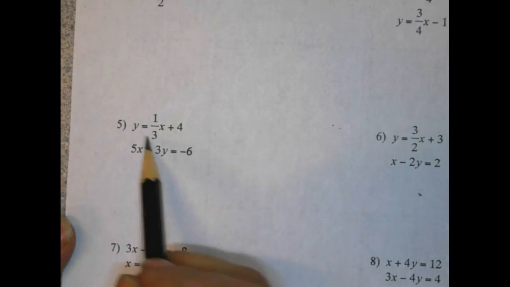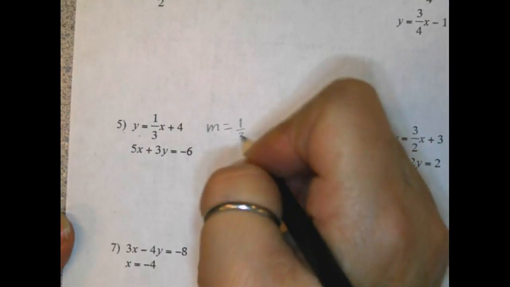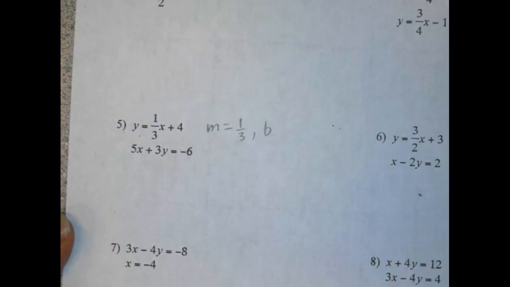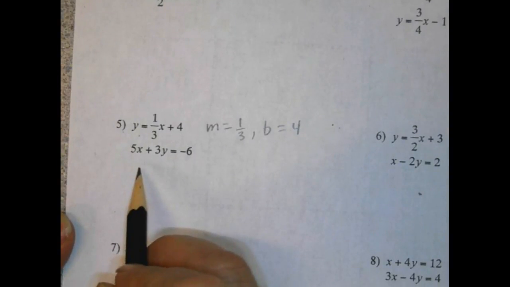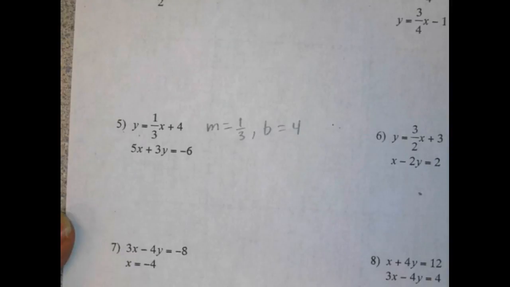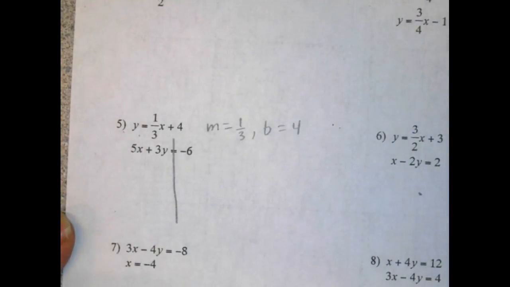If you notice, for number 5, the first one is in slope-intercept form, right? So I could actually say, what is m? And what is my b? B is 4. But for my second one, it's not in slope-intercept form. So I need to do some movement, okay? I'm going to have to work it on both sides of the equal sign, right?